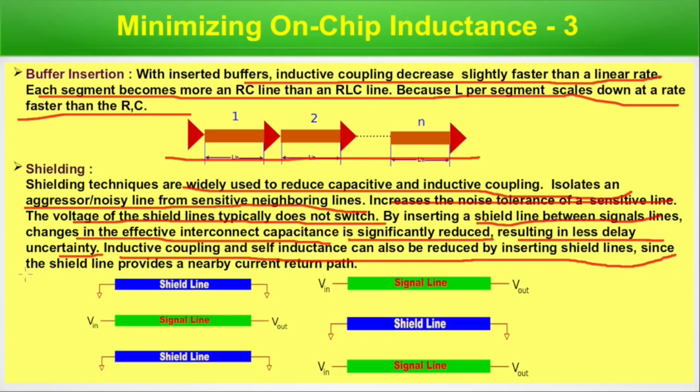So here a signal line is on both sides with a shield line between the signal lines, and here the shield line is in between two signal lines. So it actually reduces coupling, and obviously the delay is decreased. Let's move to the next slide.